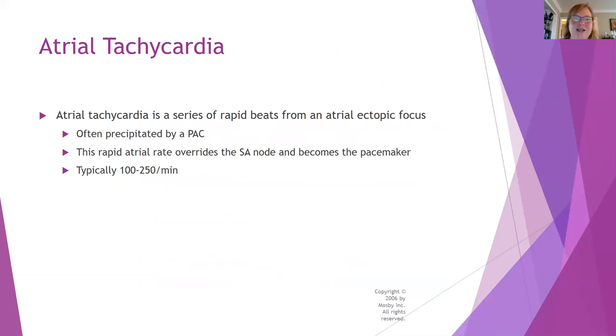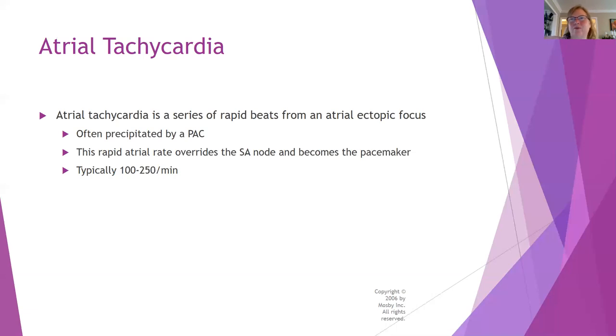So it's a series of beats that happen. You have a PAC. Remember, we talked just about PACs, premature atrial contraction. But this premature atrial contraction typically then leads to a rhythm that is fast and coming from an altered site, right? A series of beats from an irritable site in the atria, often precipitated by that PAC. And it overrides the SA node. The SA node with its natural rate that is much slower, you know, 60 to 100. And this irritable site becomes the pacemaker.